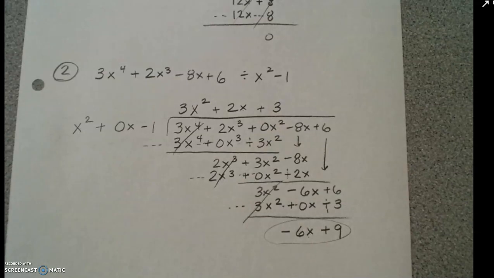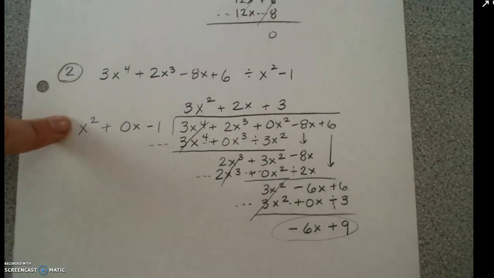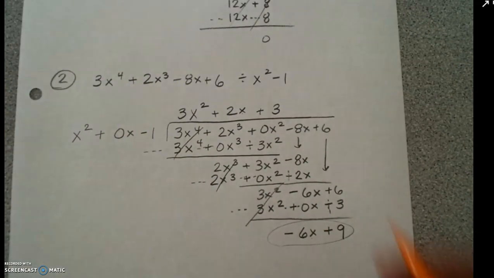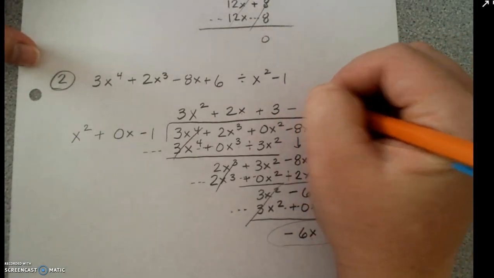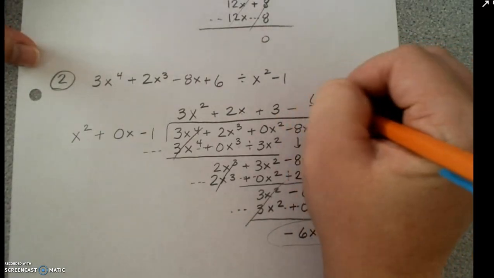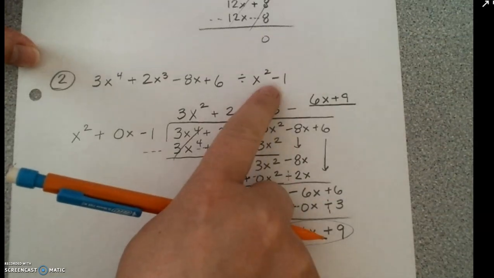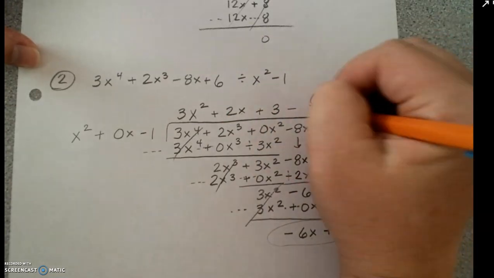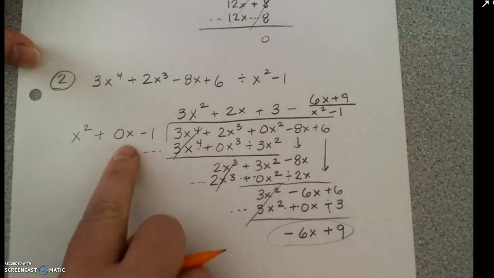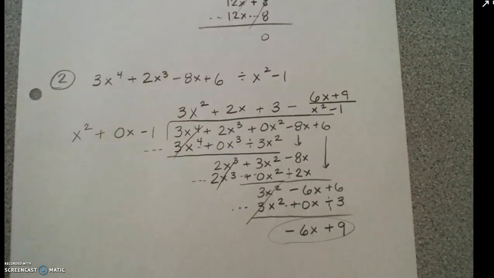Once I can't go any farther, once this degree is bigger than this degree, I have to stop. So my whole remainder is negative 6x plus 9 over, and I want to put it over my original divisor. I don't want to put the placeholder in when I'm writing out my final answer on that.